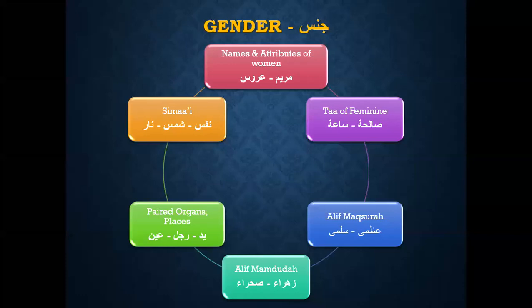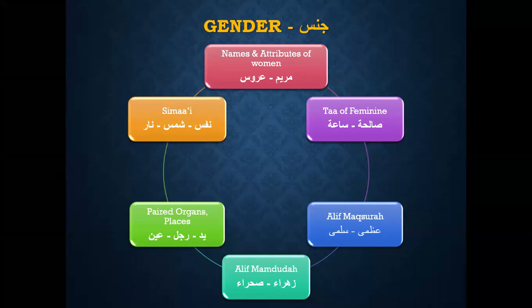Likewise, alif maqsura, the shortened alif. Uzma, you're pronouncing alif at the end. Uzma, salma, kubra, sughra. Likewise, alif mamduda, the prolonged alif. Zahra, sahra. So these are three signs of a feminine name or noun.